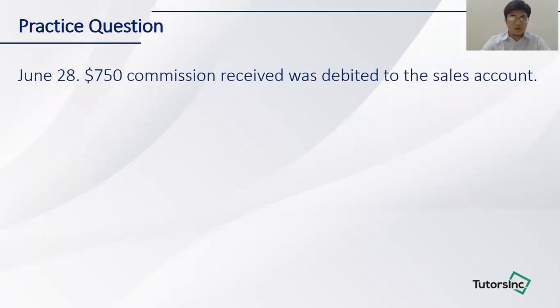Moving on to the next one, on June 28, $750 of commission received was debited to the sales account. We have received commission of $750, which means we have received an income. So notice carefully that commission received of $750 means we have received an income, and income is a credit item. So we were supposed to credit commission received by $750. But instead of that, we have debited the sales account. Sales account is not even a part of this transaction.